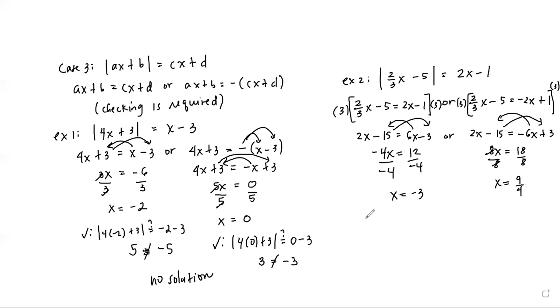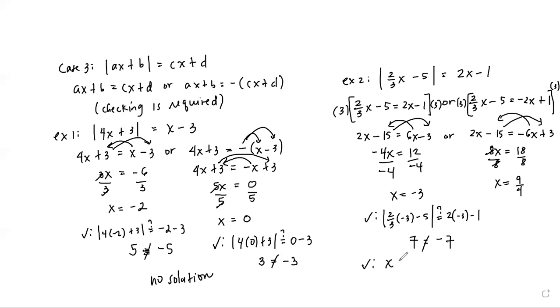So for the checking part, we have the absolute value of 2/3 times negative 3 minus 5. Is that equal to 2 times negative 3 minus 1? So for the left side, that gives us negative 2 minus 5 is negative 7. And the absolute value of negative 7 is positive 7. For the right side, 2 times negative 3 is negative 6. And then minus 1 is negative 7. So these are not equal. So therefore, x equals negative 3 is not part of the solution of this equation.